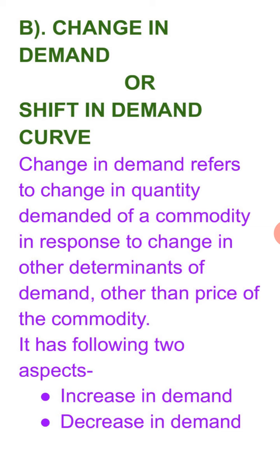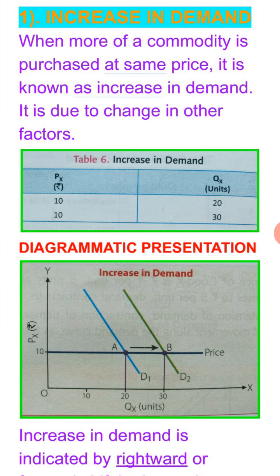As with movement, in the shift as well there are two aspects: increase in demand and decrease in demand. Let us discuss them one by one. The very first is increase in demand. So what is increase in demand?